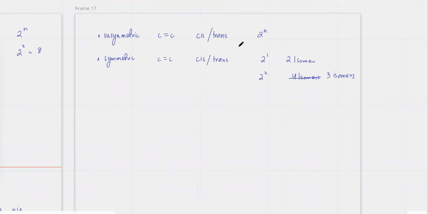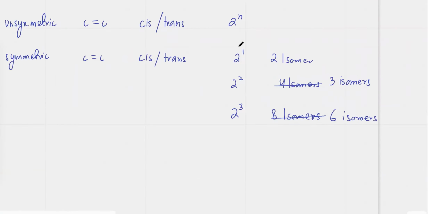And the same goes if there are 3 double bonds: you should get 8 isomers. But due to the symmetry, some of them would be exactly the same. So instead you're going to get 6 isomers, not 8. This thing, you can just remember.